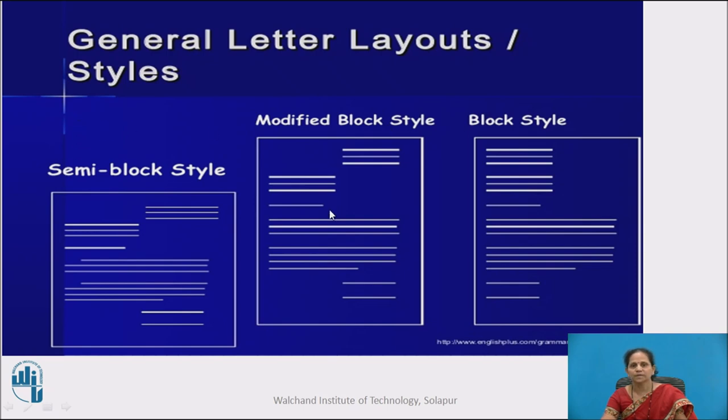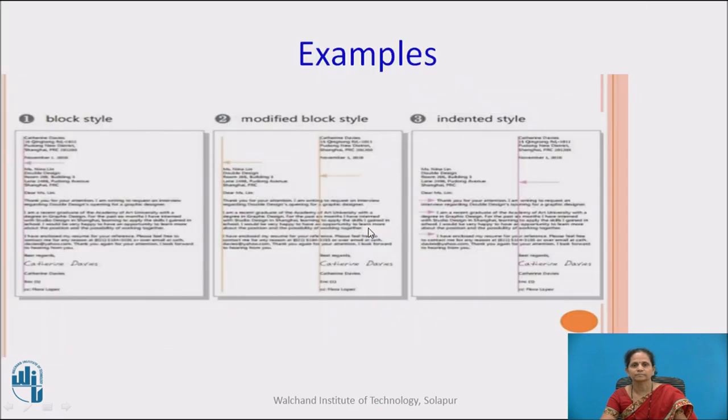These are the general letter layouts of styles. Semi-block style, this is a format. Then modified block style and block style. We can understand the differences between these formats. These are some of the examples of writing a letter. In block style, everything is flushed on the left margin. In modified block style, only the sender's address and the signature are on the right side, otherwise everything is on the left side. In indent style, the sender's address and signature are also on the right side and otherwise everything is flushed on the left.